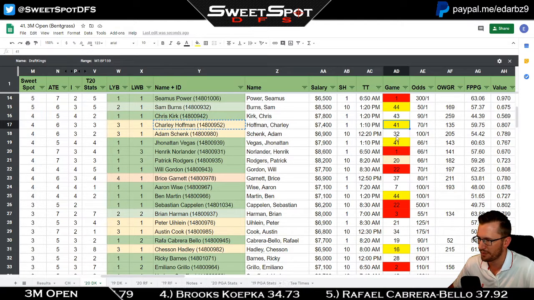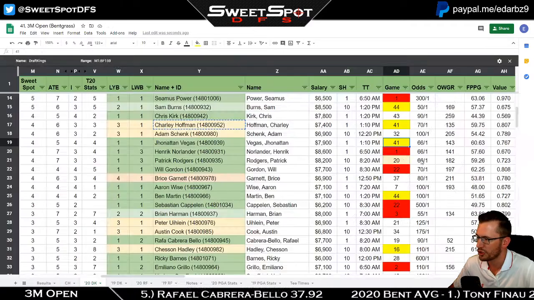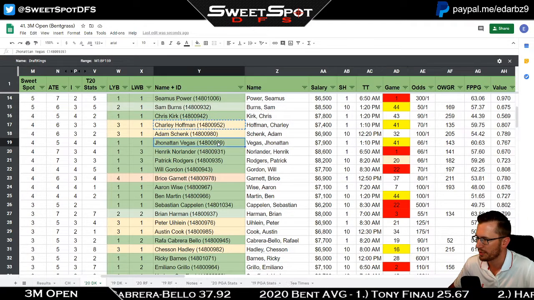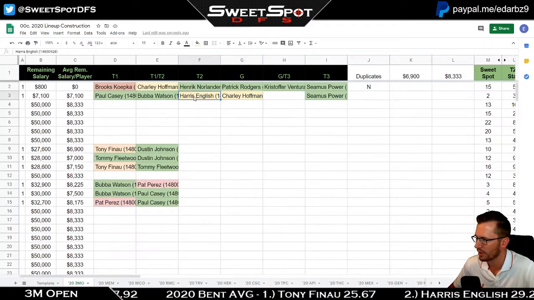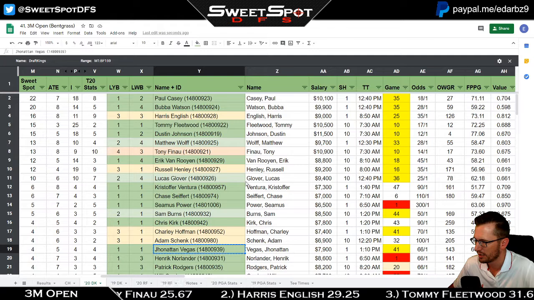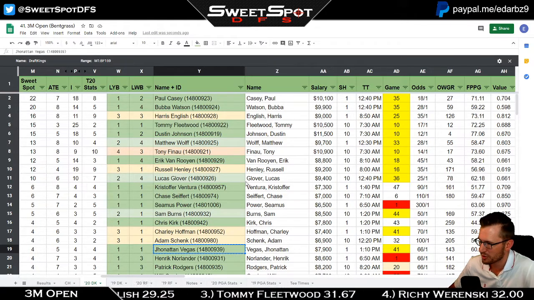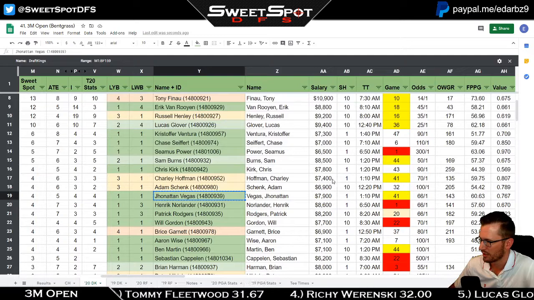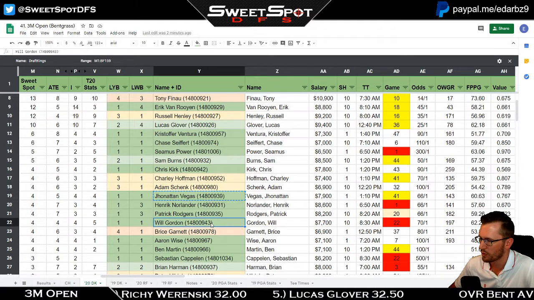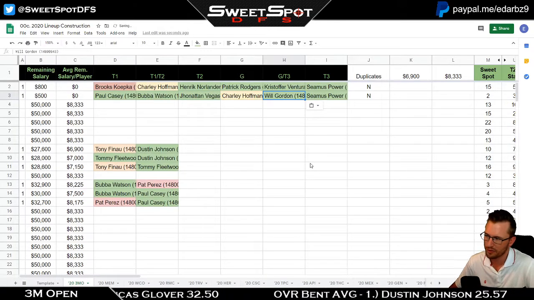Let's see, Charlie Hoffman, 41. I could change. How about this? I'll put Vegas where English is. Now I have $8,200 left. I could play someone like Chris Kirk again. That's probably too much Chris Kirk. How about Will Gordon? We were just hyping him up. Leaves us with $500 left.